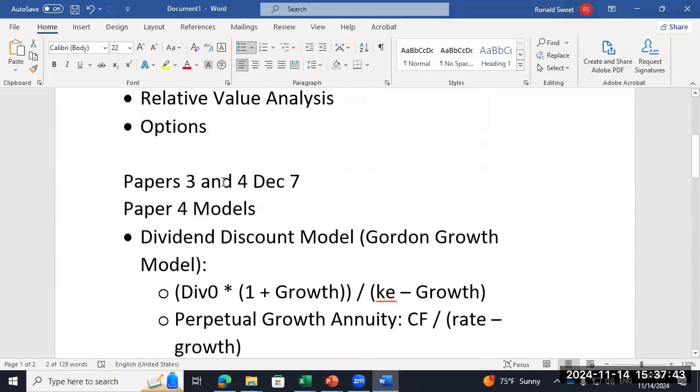You can do it. Now, my security analysis class goes much more in depth, but it's not that we're doing different stuff. We're just diving much deeper into it. What's the difference between paper 3 and 4? 3 is the discount rate.